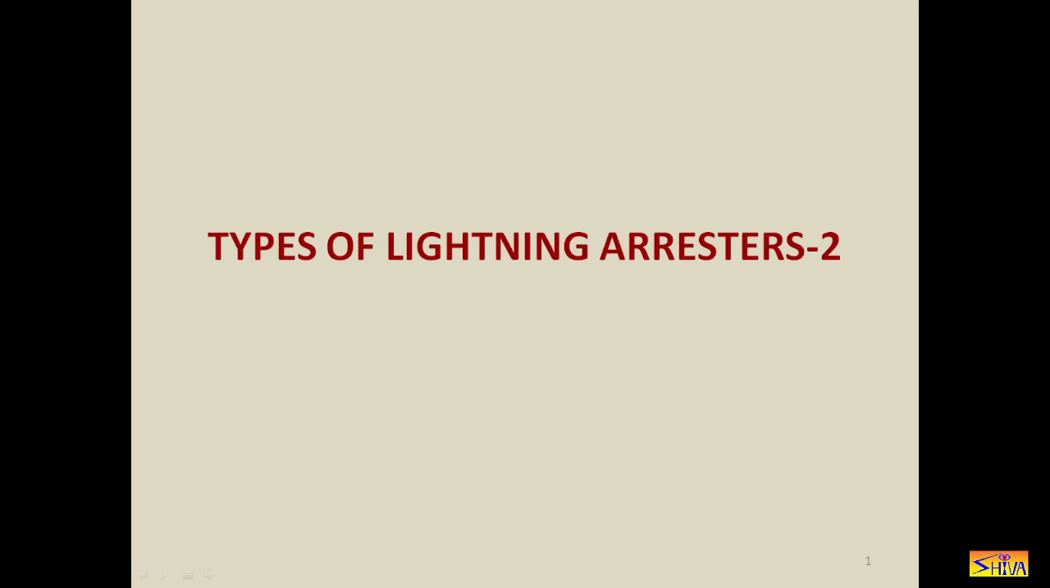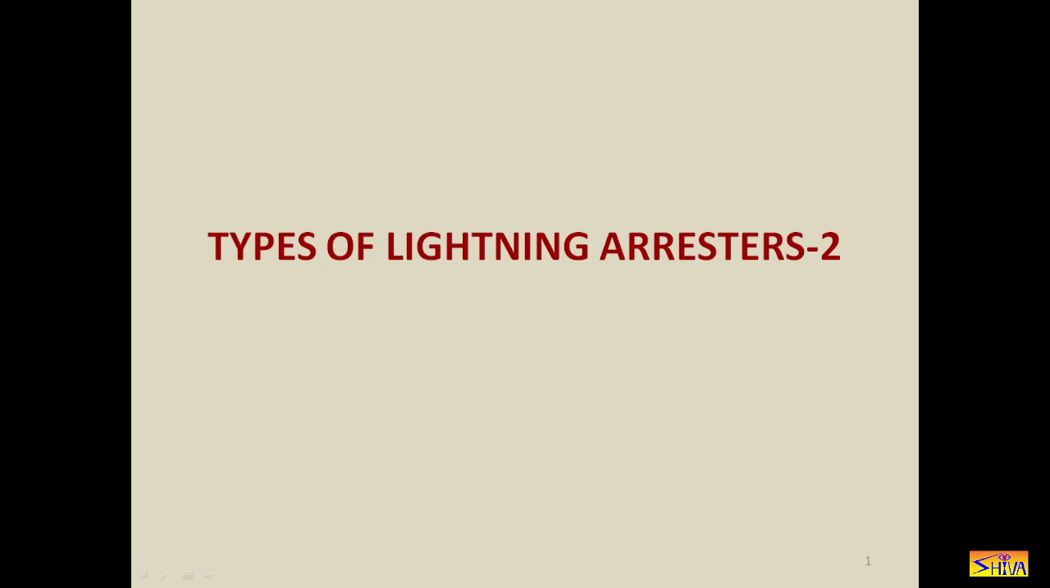Hello friends, good morning. In my previous lectures, I had explained the classification of lightning arresters. Lightning arresters are classified into three categories. Number 1, gap type lightning arresters. Number 2, gap type lightning arresters with nonlinear resistors. And number 3, gapless lightning arresters. I had explained the characteristic of all these three lightning arresters.